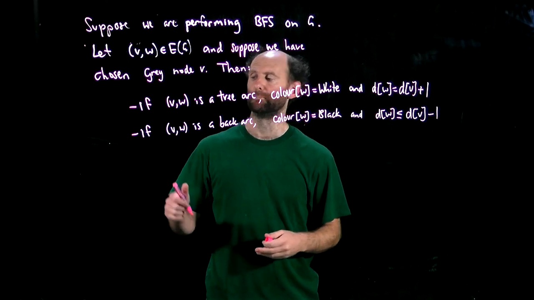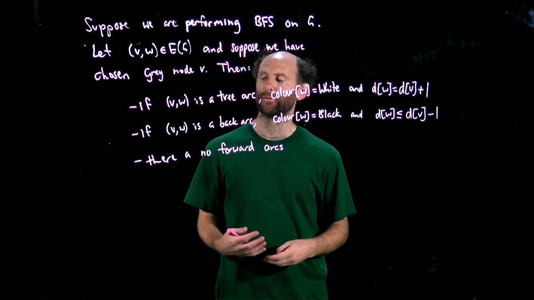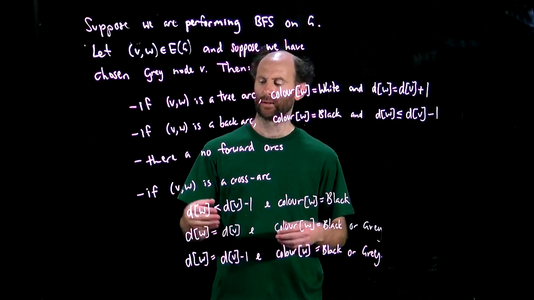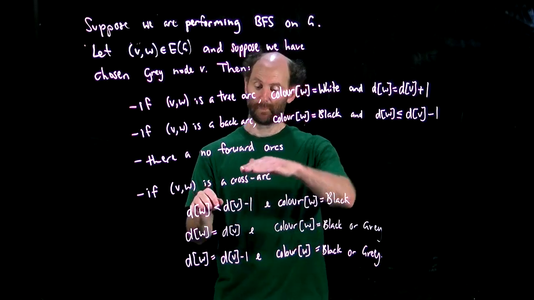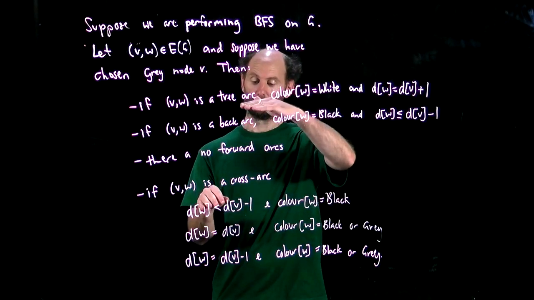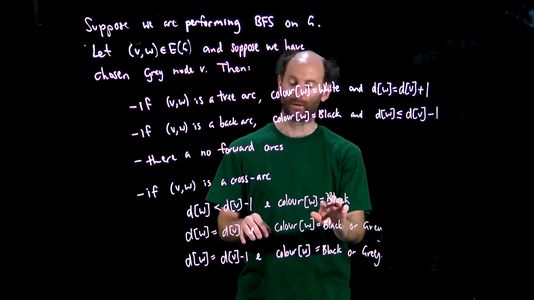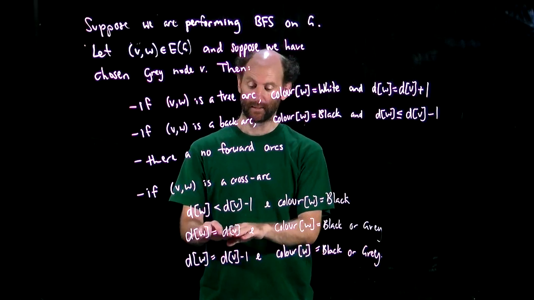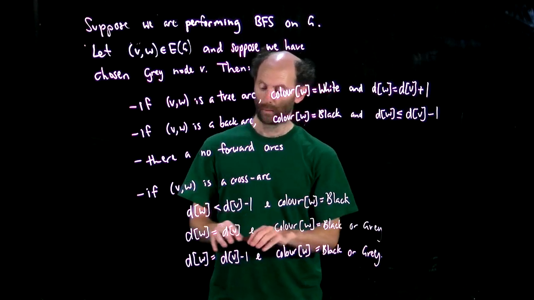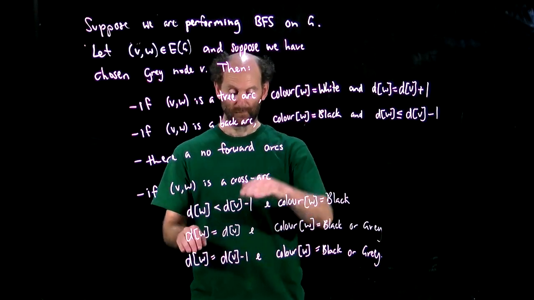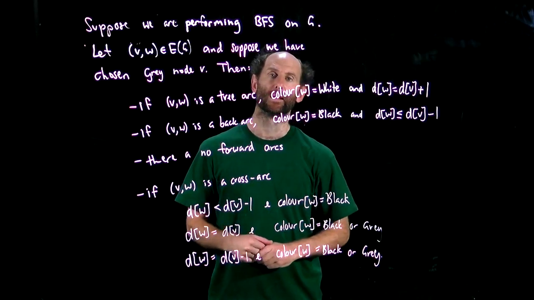We simply don't see them. For cross arcs, the story is probably the most complex, but let's go through a few cases. In this situation, the cross arc can either go back up the tree 2 or more levels and bump into a black node there. It can be on the same level and either see a black or a grey node there, or it can be just on the previous level and again see a black or a grey node there.